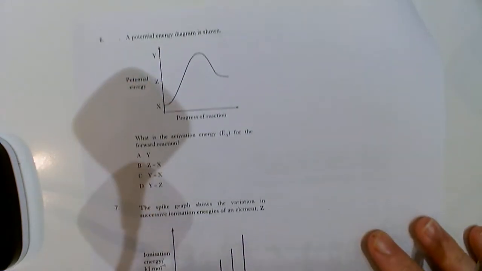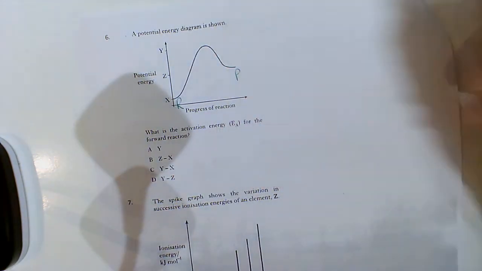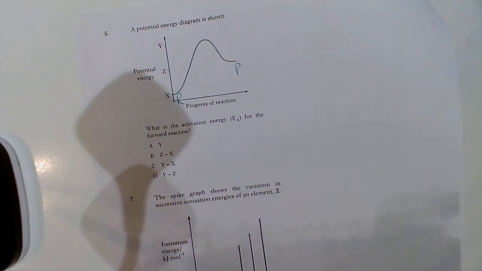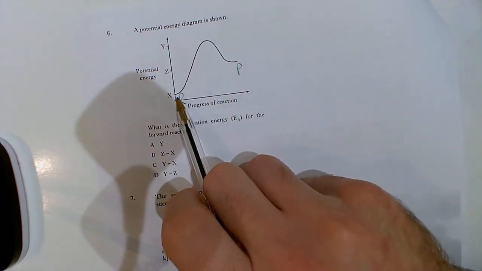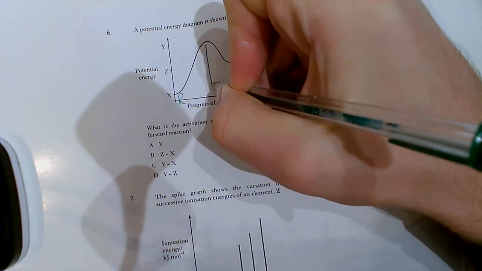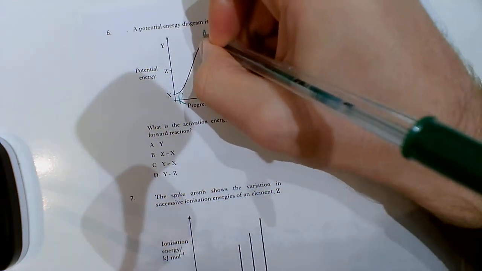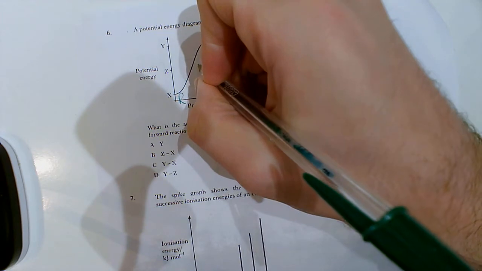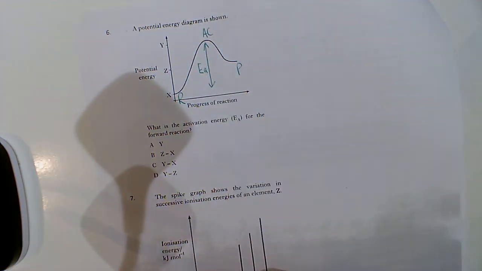So the next question is a potential energy diagram. Now remember, on these, our reactants are on the left-hand side, our products are on the right-hand side. It's asking us for our activation energy for the forwards reaction. So forwards is going from reactants to products. Activation energy is the difference between the highest point, the activated complex, and the reactants. So that is our EA. So that's going to be Y minus X, which is answer C.